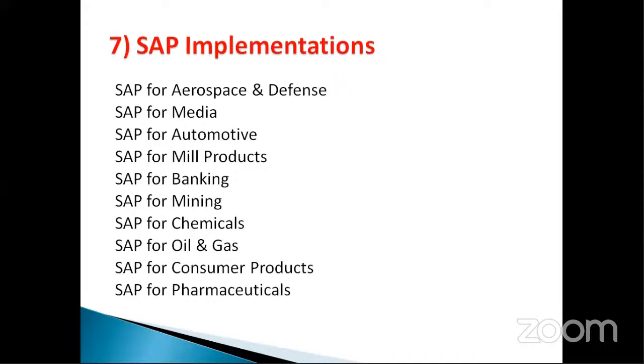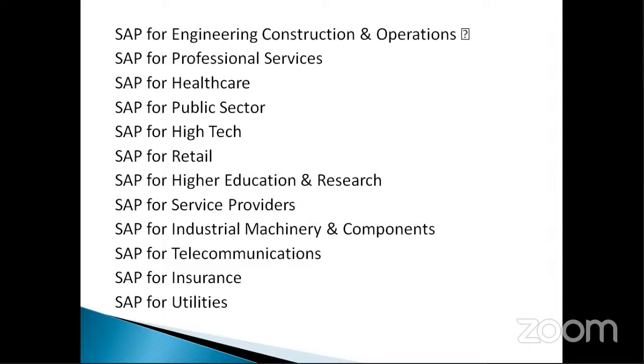And these are all the industries where SAP has been implemented till now: aerospace and defense, media, automotive, milk products, banking, mining, chemicals, oil and gas, consumer products, pharmaceuticals, engineering, construction, etc. Most of the defense projects, most of the Navy projects are moving to ERP SAP because it is very secure for the Army database and the Navy database. So everybody is moving to the ERP SAP system. Even RBI is running on SAP, and many oil and gas and construction projects are running on SAP.